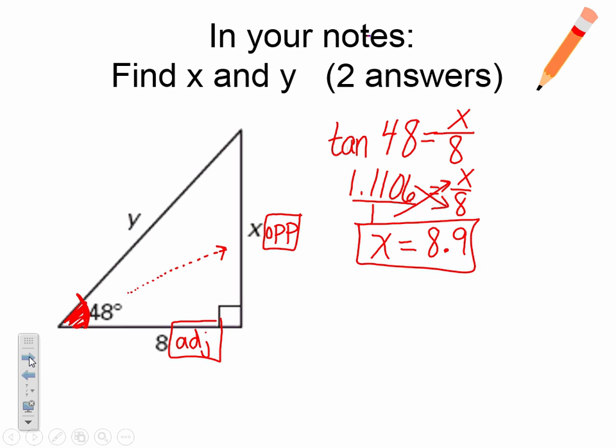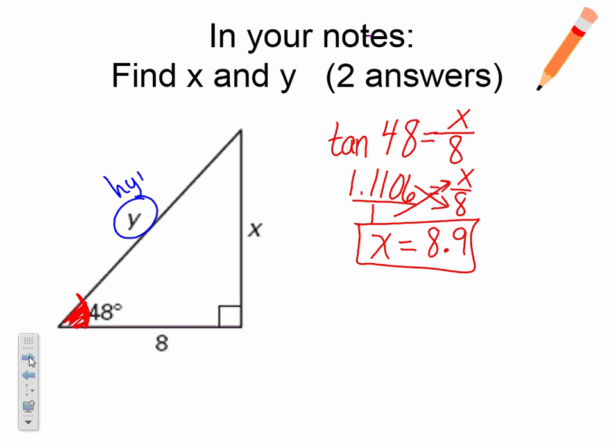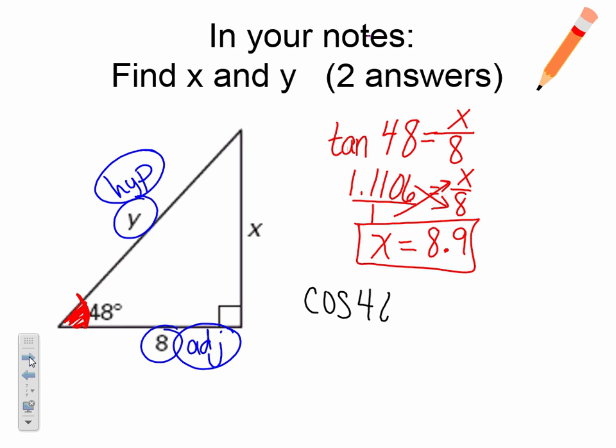So now let's take a look at how we would find y. Well, for the y, I don't want to put x in that problem. I'm going to focus on this y right here. Y is on the hypotenuse. And again, remember 8 was adjacent to where we were, the 48 degrees. And so I'm going to set up one of those ratios that has an adjacent and a hypotenuse in it. That one is cosine. So cosine of 48 equals adjacent over hypotenuse.